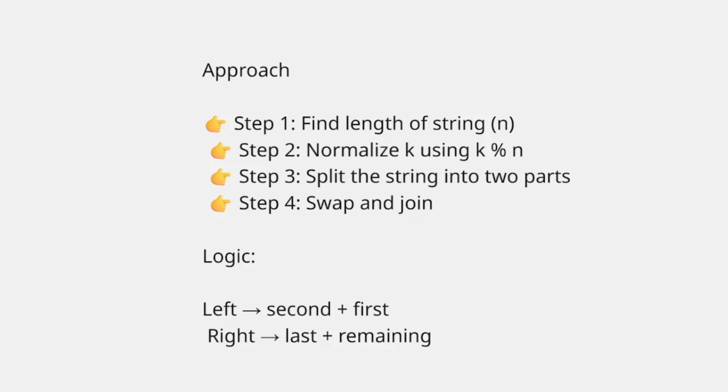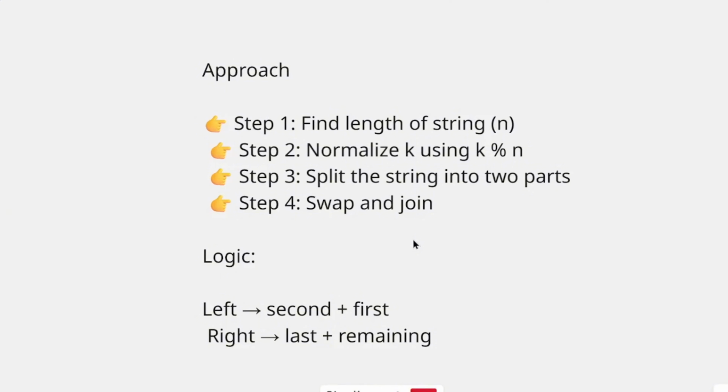So this is the optimal approach. In this approach, instead of rotating one by one, we directly split the string. In step 1, we find the length n. In step 2, we normalize k using k modulo n. And in step 3, we split the string into two parts, swap and join them.